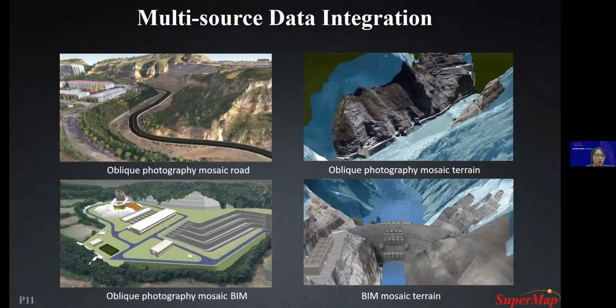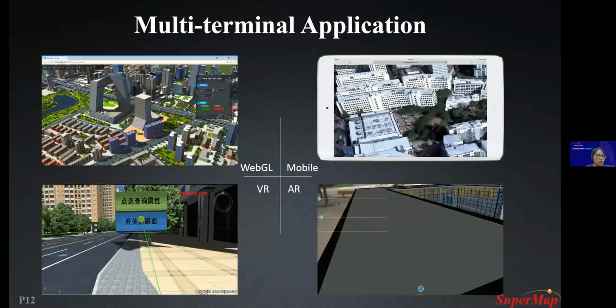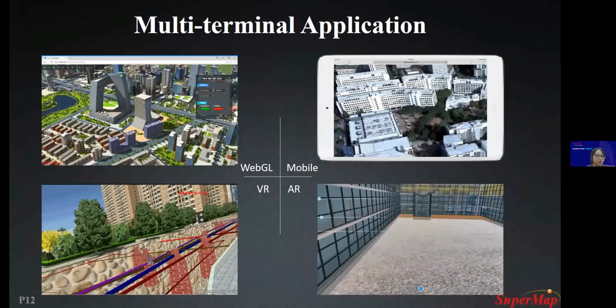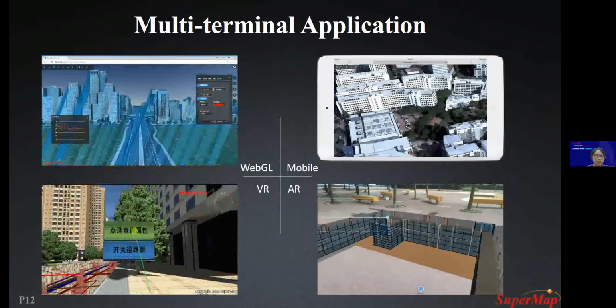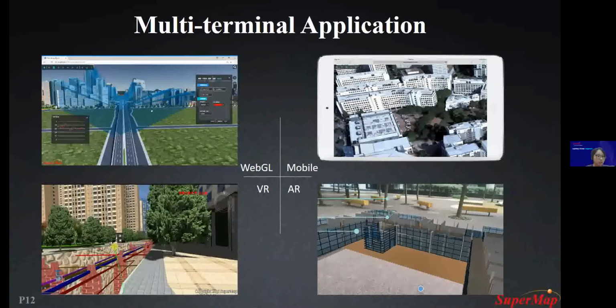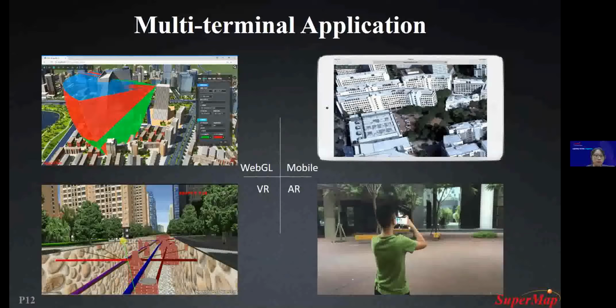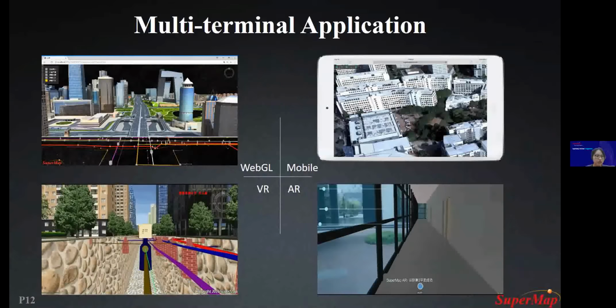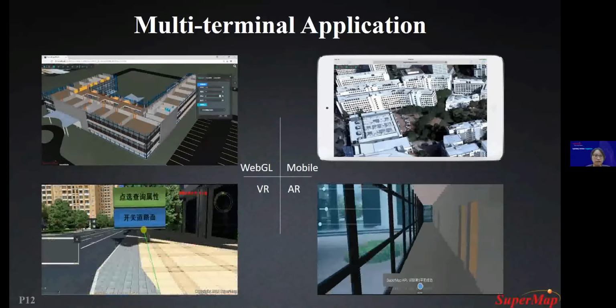For example, the road, terrain, and BIM can be integrated with oblique photography, and we can also integrate BIM with terrain data. The 3D scene can not only be displayed in iDesktop, but also can be displayed and applied in the browser and on mobile. Besides, VR and AR applications can be achieved with this 3D data.